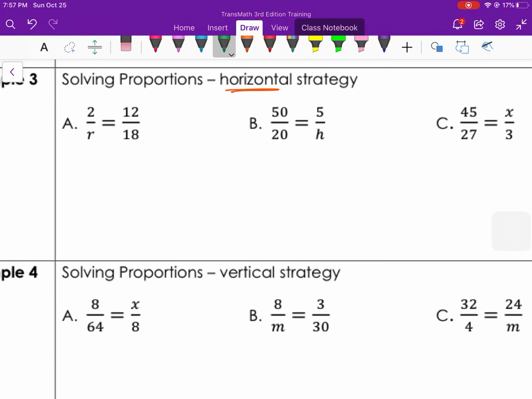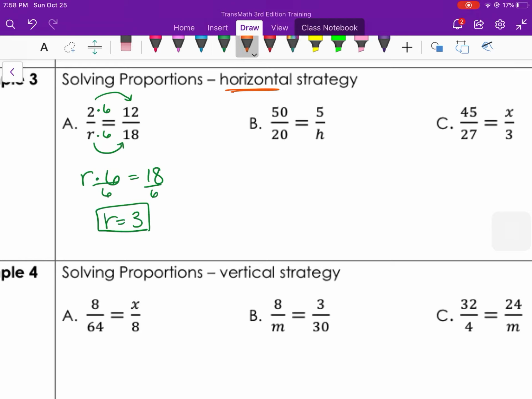So like in A, I can solve this one using the horizontal strategy because I know that 2 times 6 gives me 12. So r times 6 has to be 18. That gives me the equation r times 6 equals 18. So either use mental math, you know that 3 times 6 is 18, or remember you can solve using your inverse operations by dividing by 6 on both sides. So r equals 3. 3 times 6 is 18.